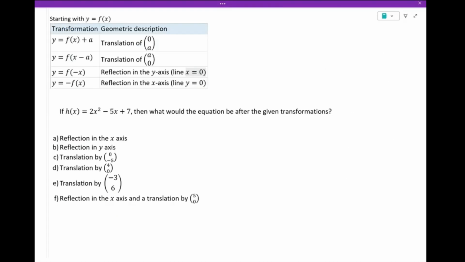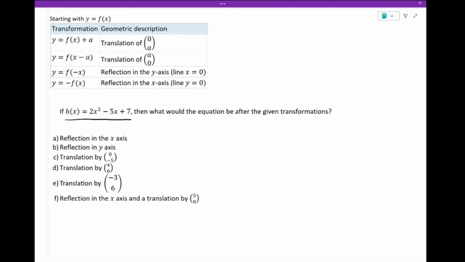So we're now going to look at a harder question. So I've got my summary on my transformations here again. But let's have a look at our actual question down here. So it says h of x, and this time we're given the actual equation for the function. Okay, it's 2x squared take 5x plus 7. And then we're asked what would be the equation after the given transformations.